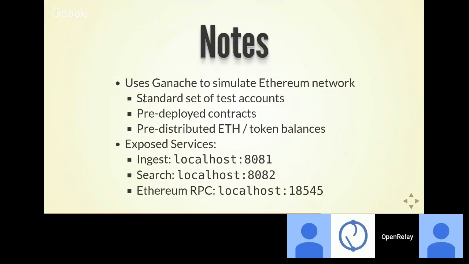And then the Ethereum RPC server is exposed at localhost port 18545. So if you have a dApp that you're trying to use in conjunction with OpenRelay, you would point the Ethereum server to port 18545. You would post orders into port 8081, and you would search for orders on port 8082.